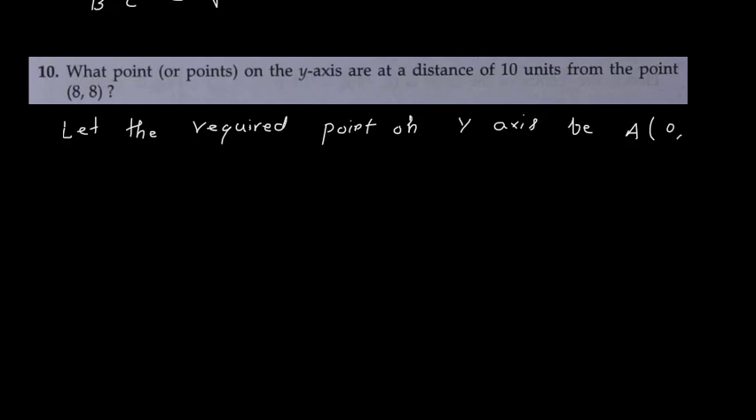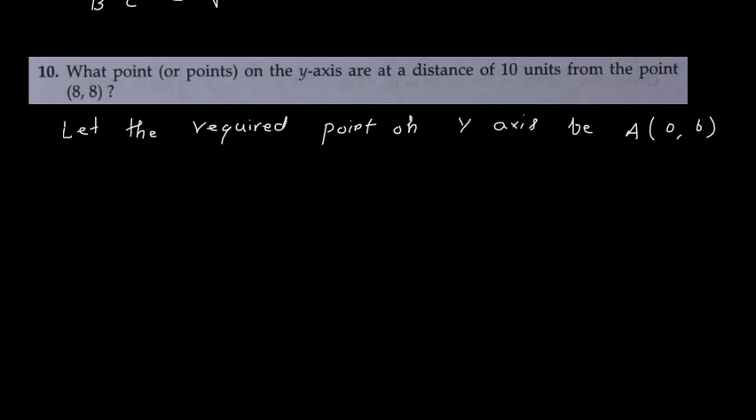Now let us see one more question. So here is the 10th question. What point on the y-axis are at a distance of 10 unit from the point 8, 8? So I will say let the required point on y-axis be A, which is on y-axis, so its x coordinate is 0, so 0 comma b. Okay, let the required point on the y-axis be A, 0 comma b.